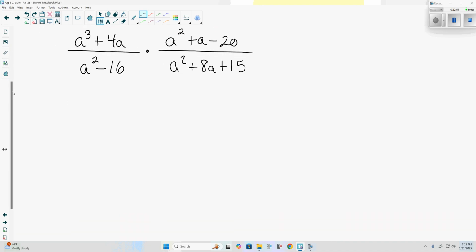Keep, change, flip. A cubed plus 4a has the greatest common factor of what? A. And if we factor the a out of a cubed plus 4a, we get a times a squared plus 4. Which one do we want to factor next? A squared minus 16, which would be a plus 4 and a minus 4.